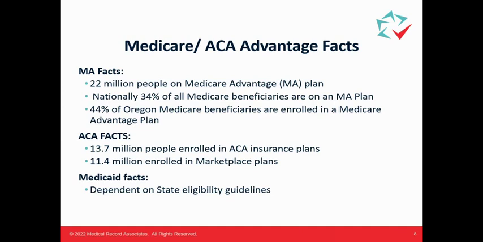A little bit of facts about both Medicare and ACA. First, for MA facts, there are about 22 million people on Medicare Advantage plans nationwide. So 22 million people, Medicare age, are enrolled in a Medicare Advantage plan. Nationally, 34% of all Medicare beneficiaries are on an MA plan. And in the state of Oregon, 44% of Oregon Medicare beneficiaries are enrolled in a Medicare Advantage plan.